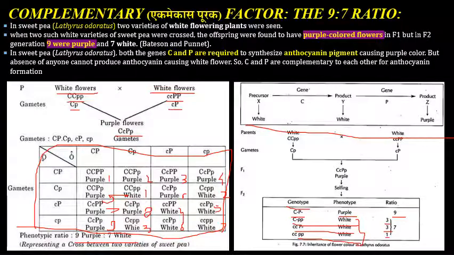So here we have seen that with complementary gene interaction, the ratio is different from the normal one. 9:3:3:1 is the normal ratio, and in complementary gene interaction the ratio will be 9:7.